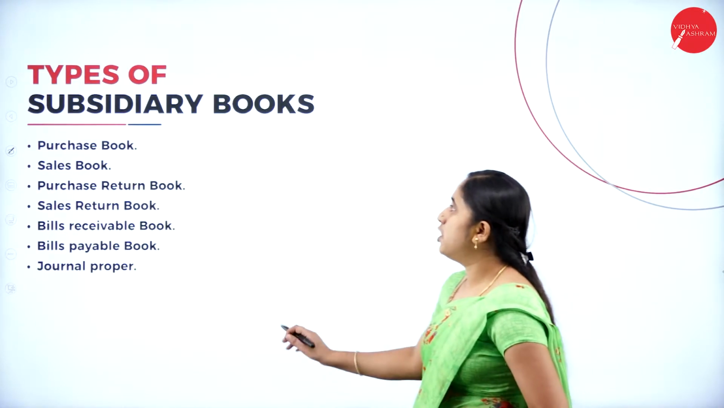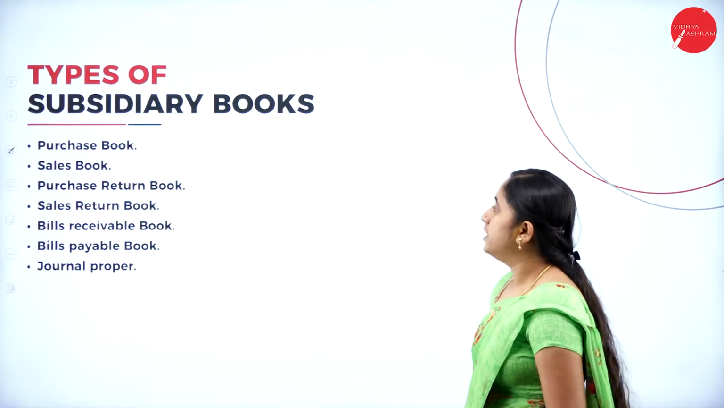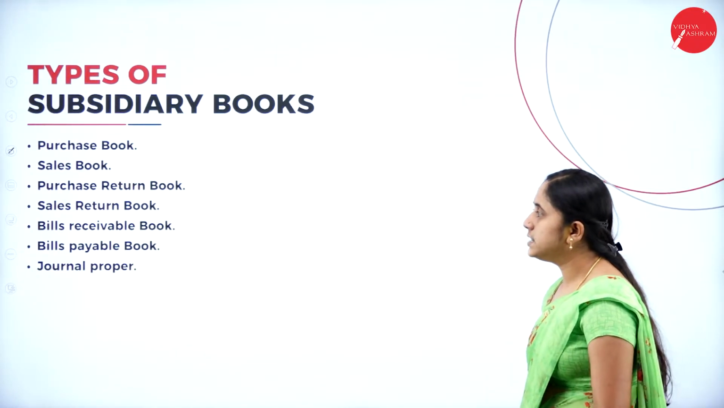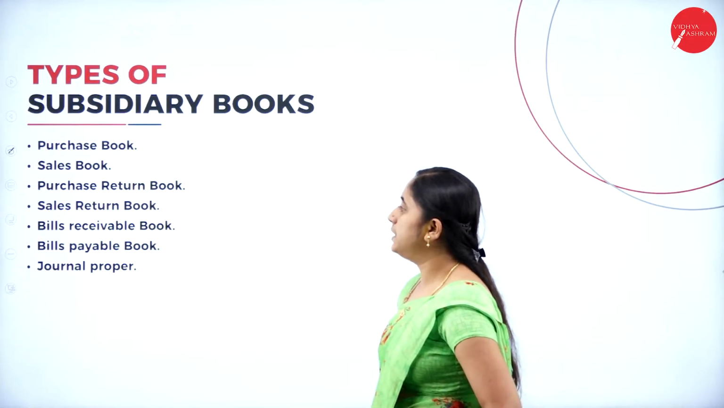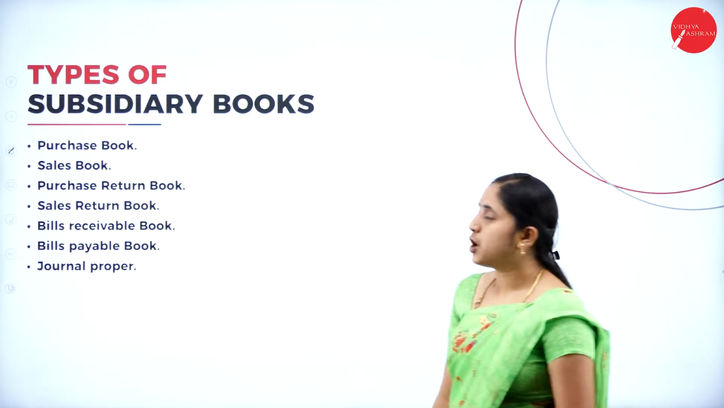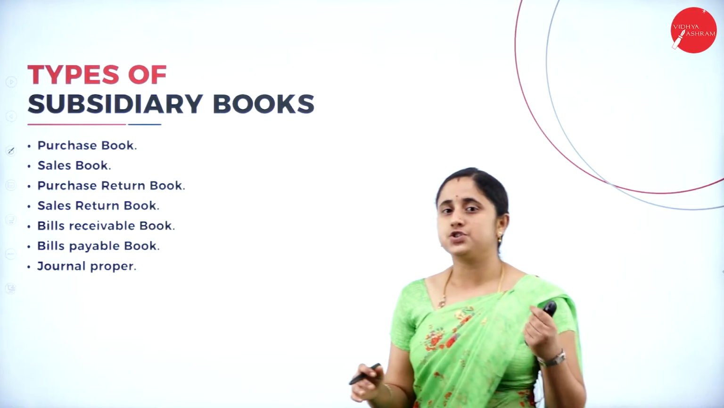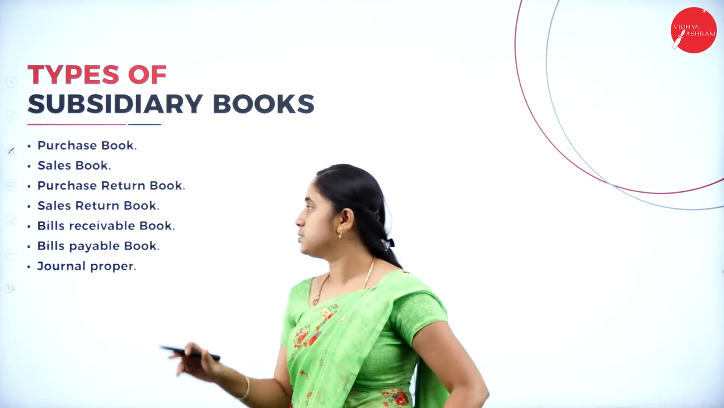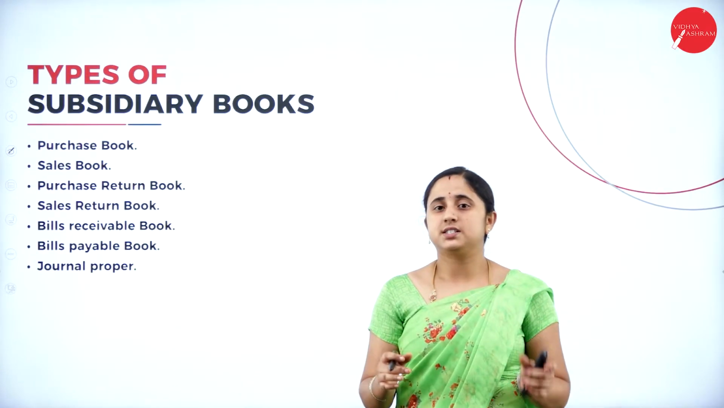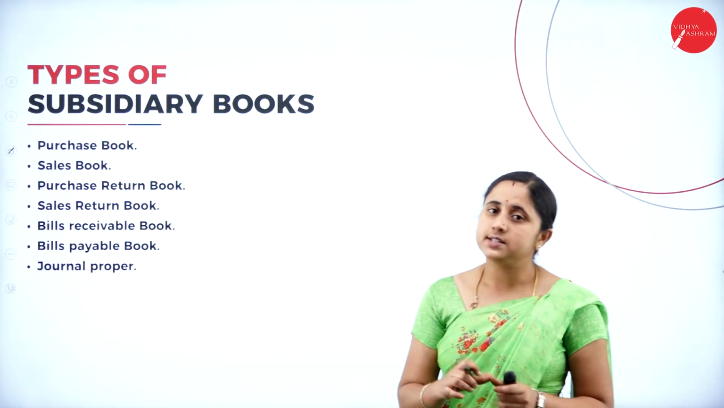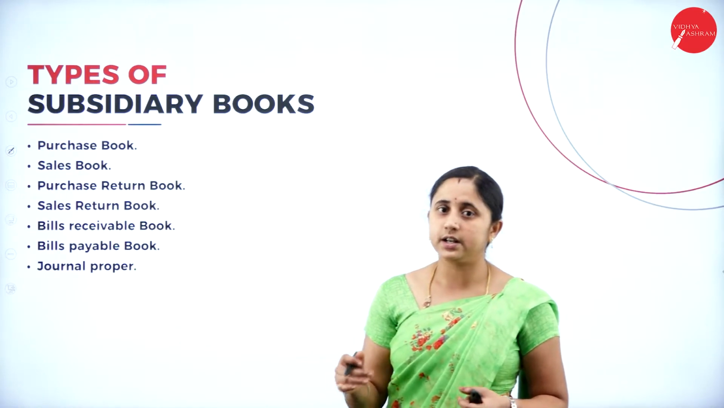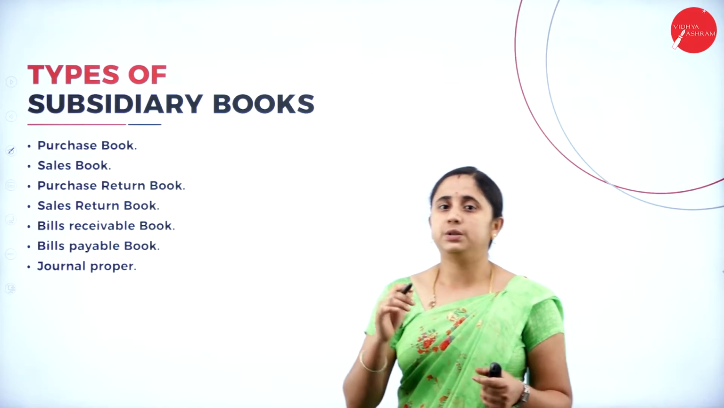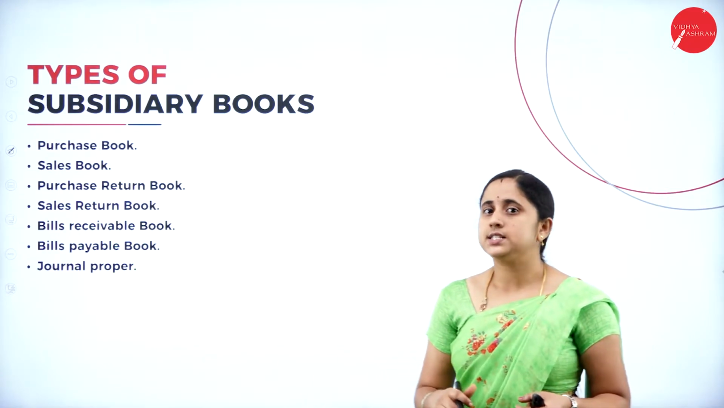Next, types of subsidiary books. We have the purchase book, sales book, purchase return, sales return, bills receivable, bills payable and journal proper. All the purchase transactions should be recorded in the purchase book and sales transactions should be recorded in the sales book. For purchase return and sales return, we maintain a separate book, as well as for purchase and sales. You are not going to mix the purchase return with purchase, or sales with sales return.